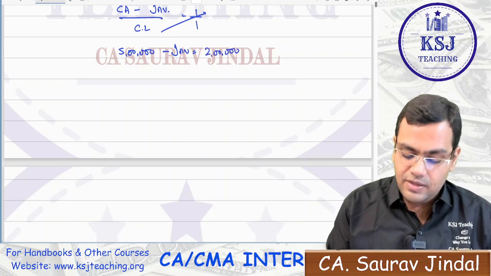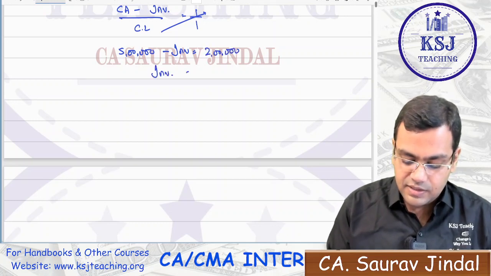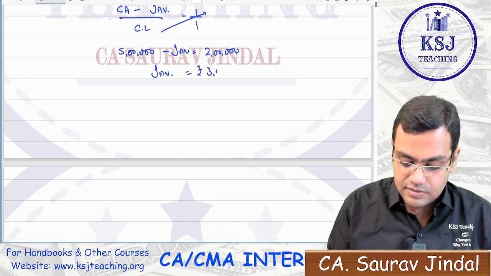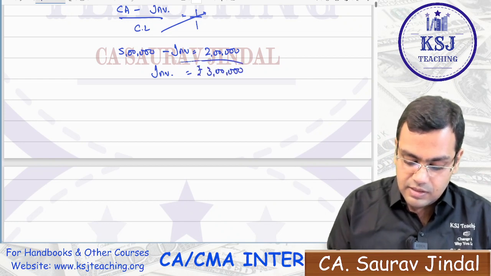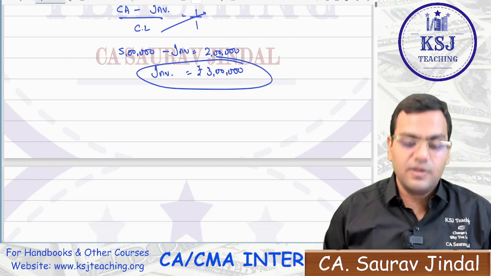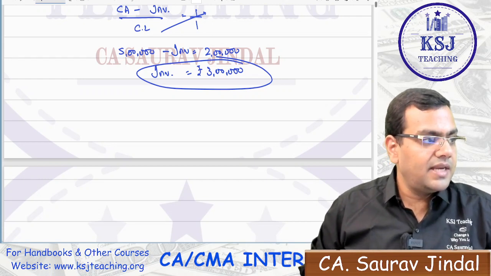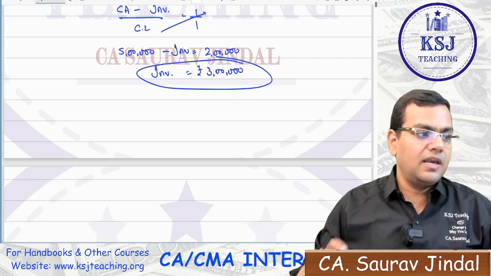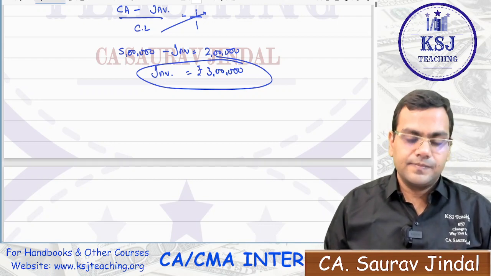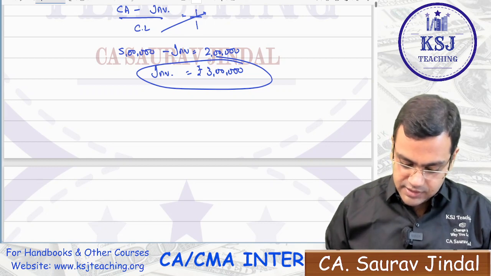So can you tell me what will be the value of inventory from here? That is rupees 3 lakh. Clear, sir? So this will give you the value of inventory, that comes out to 3 lakh, that is 5 lakh minus 2 lakh rupees. 3 lakh is the value of inventory. Clear, sir? Any doubts on this thing?